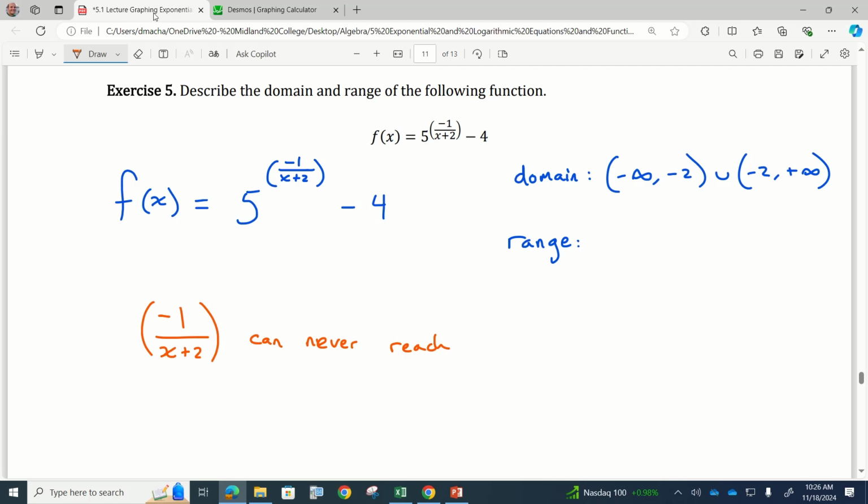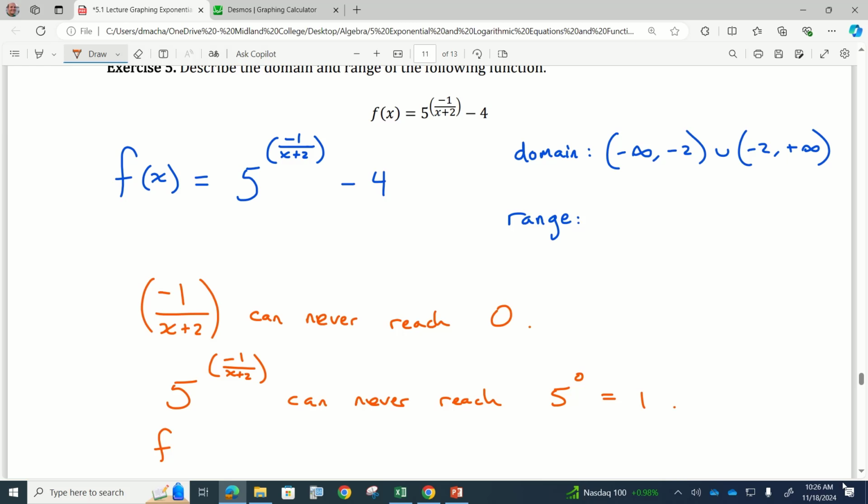I'm always going to have -1 divided by something. I can't ever make that into a 0. And so if this can never reach 0, then 5 raised to the power of something that can never reach 0... what's 5 to the 0 power? 1. So this part, the first term in my function, can never reach the number 1.